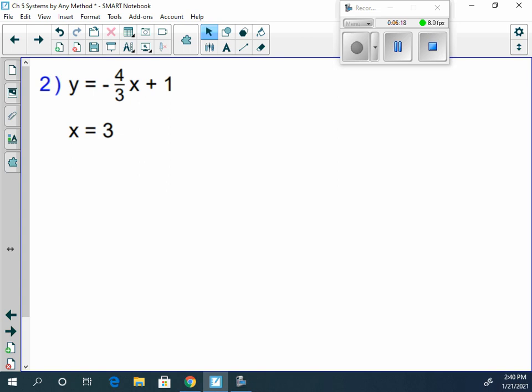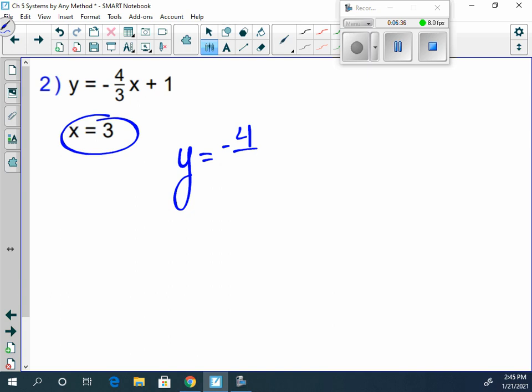Work on number 2 now. Looking at this one, it's kind of nice because it already has x equals a number, so that works out well. I would use substitution because I do have a variable by itself. So if we plug it in, -4/3 times 3 plus 1, we substituted 3 in for x, because -4/3 times 3 will give us -4.